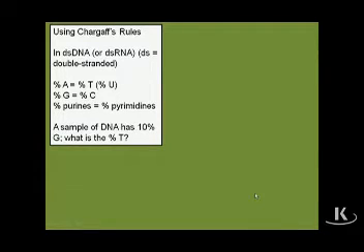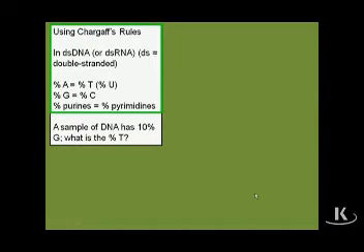So how would this be applied to a test question? Because that's what we're after, right? Well, using Chargaff's rules, you can be asked to figure out what percentage of one nitrogen base is present if you're given the percentage of another nitrogen base. Let's look at this example. So, if we're given a sample of DNA which has 10% G's, how could we calculate the percentage of T's?